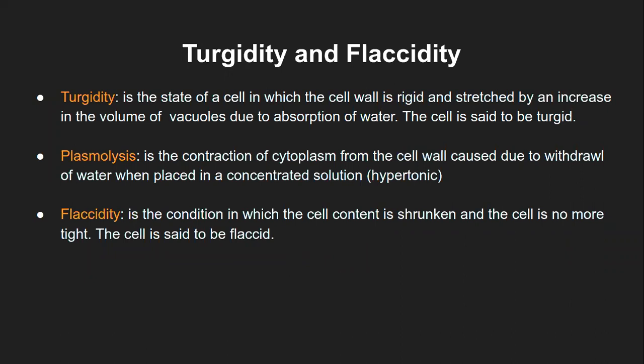Similarly, plasmolysis is the contraction of the cytoplasm or of the plasma membrane from the cell wall due to withdrawal of water when placed in a concentrated solution, that is, placed in a hypertonic solution outside the cell. So that is plasmolysis. Flaccidity is the condition of the cell in which the cell content is shrunken and the cell is no more tight, and that cell is said to be flaccid, and the condition is called flaccidity. So these are just the definitions for your reference whenever you have to write.